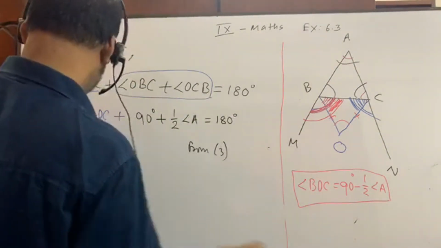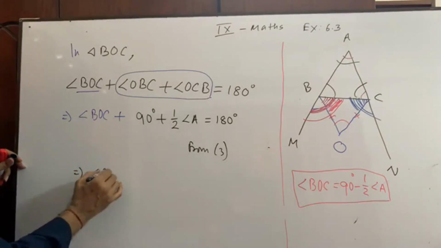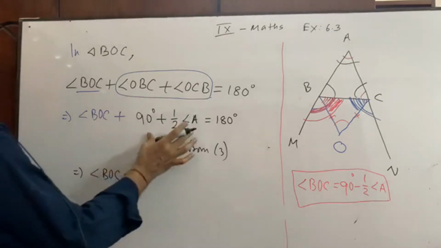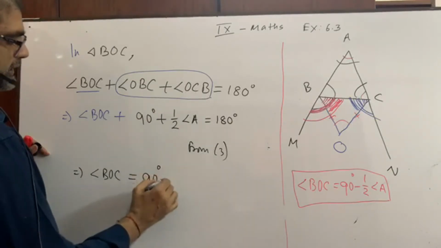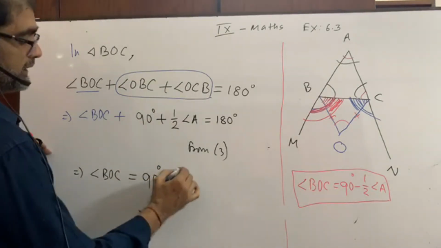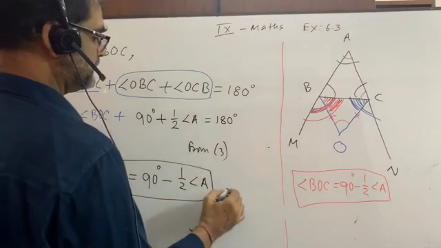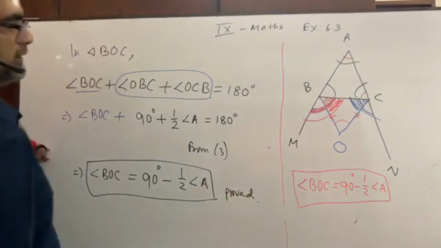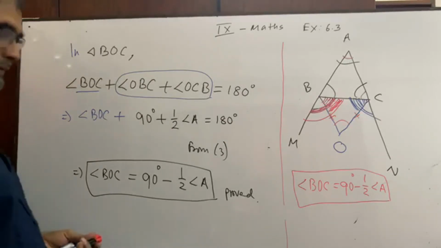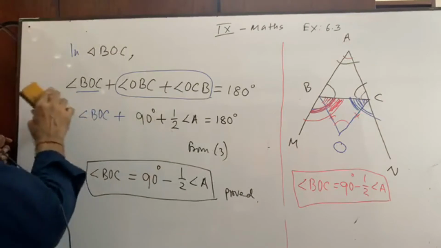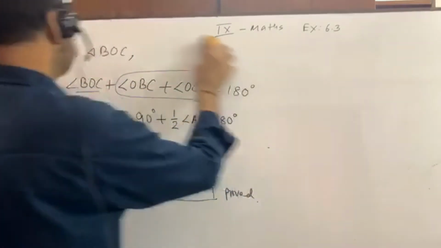Now what can be written here? It implies that angle BOC is equal to, you take these two to the right hand side, 180 minus 90, we are left with 90 degree minus half of angle A. That is the proof. Very, very important math to be given in the examination. I think you have got it, and copy it.